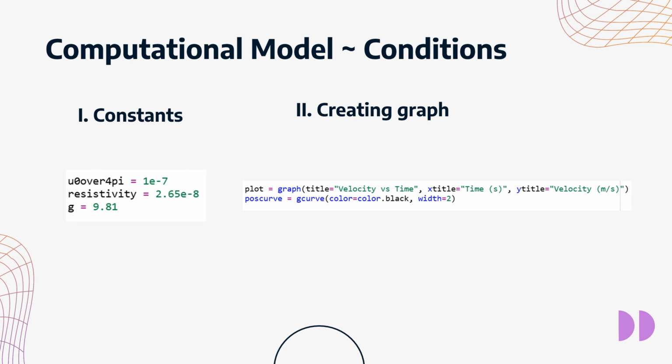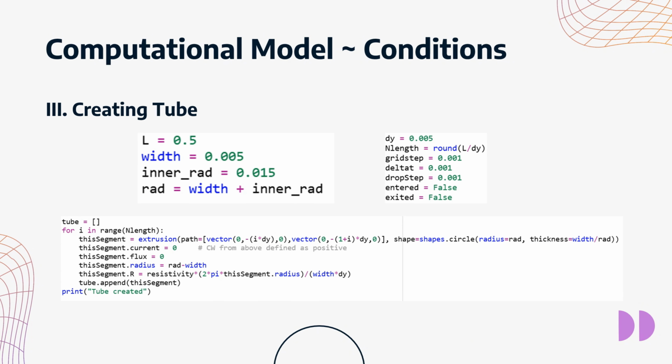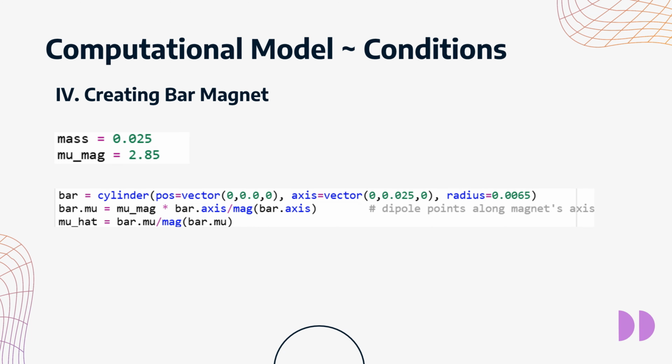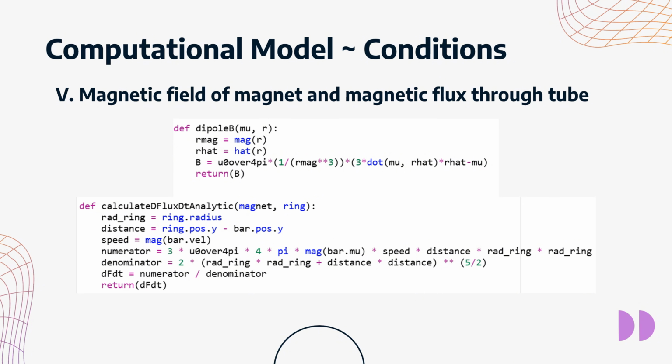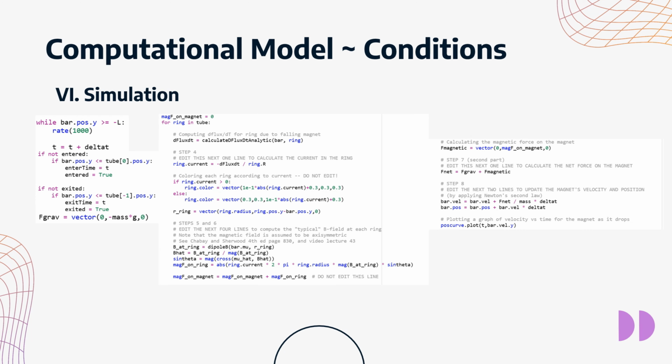Onto the computational model, we first define some fundamental constants and we create a graph. Then we create a tube object by defining its properties such as its length, width, or inner radius, and the thickness of the foil. Now we create the bar magnet object by defining its mass and its magnetic constant. After that, we calculate the field generated by the magnet, and then we calculate the flux through the aluminum roll caused by the magnet. Finally, the movement of the magnet is simulated by updating its position as well as the force the roll induces on it.